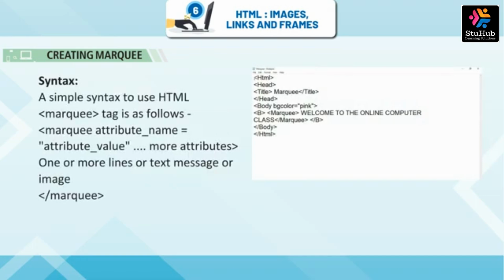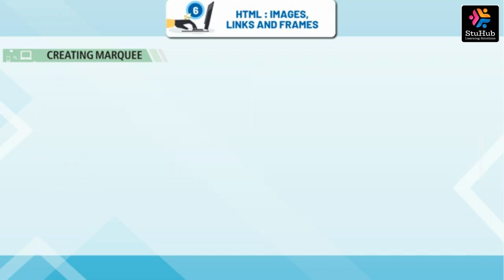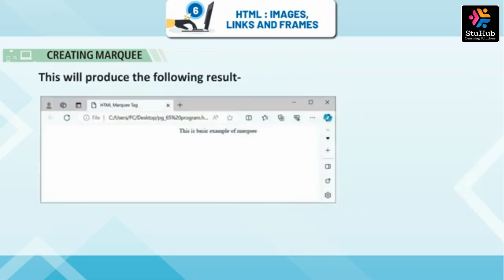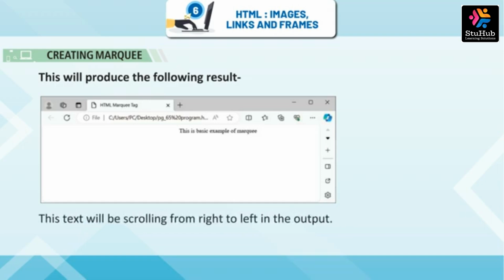Syntax. A simple syntax to use the HTML marquee tag is as follows: <marquee attribute_name = "attribute_value" ...more attributes>one or more lines of text message or image</marquee>. Code example. This will produce the following result.